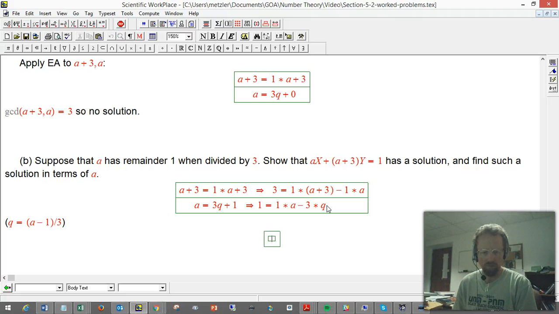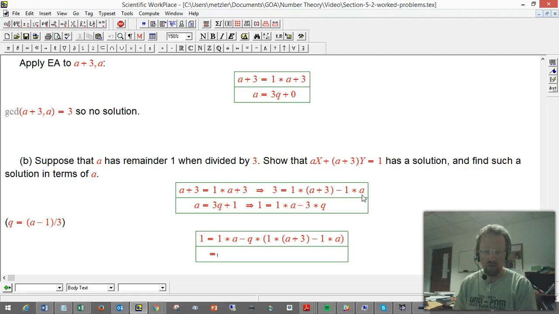Okay, so now I just have to combine those. So 1 equals 1 times a minus 3 times, now what was q? Well, sorry, 1 times minus q. Now what was 3? It was this guy. I'm just going to copy and paste it. Cheat a little bit. Okay, and now I'm just going to collect again.